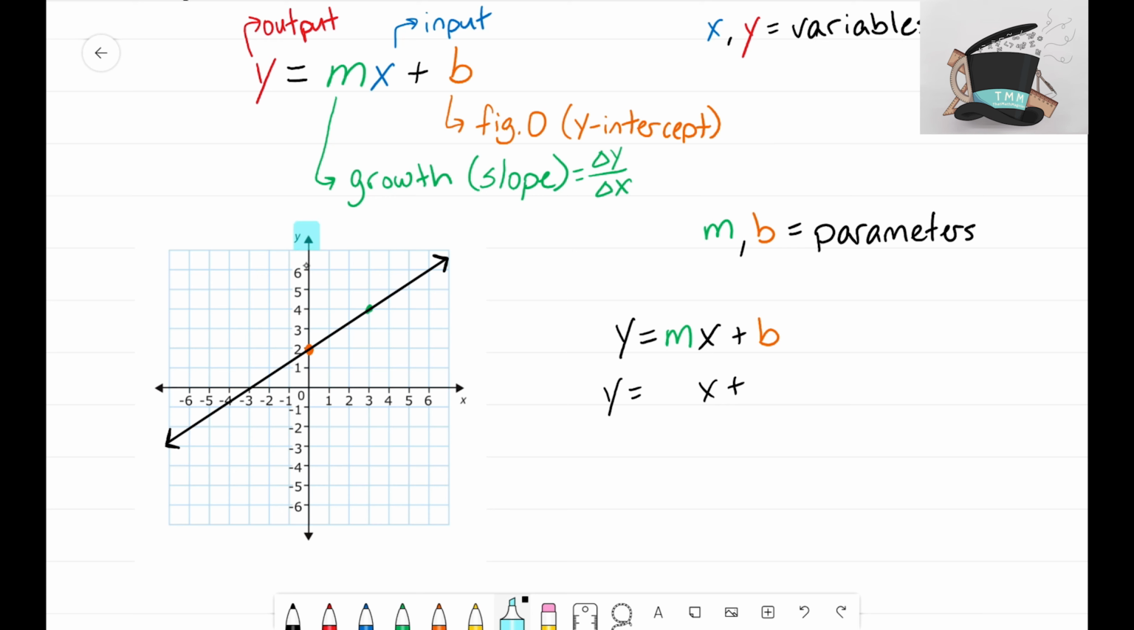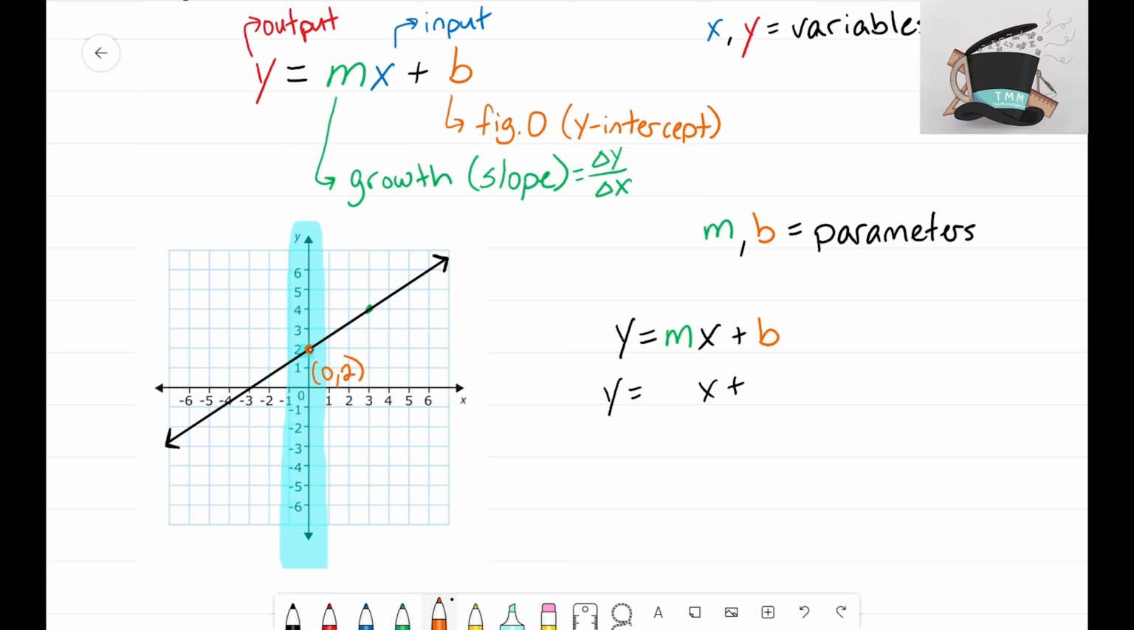Remember, this is our y-axis here. I'm looking at this line. To figure out what my b term is, I just have to find out where this line intersects the y-axis. And it intersects right here where my orange dot is, at a value of 2. So the y-intercept here is at 0, 2.